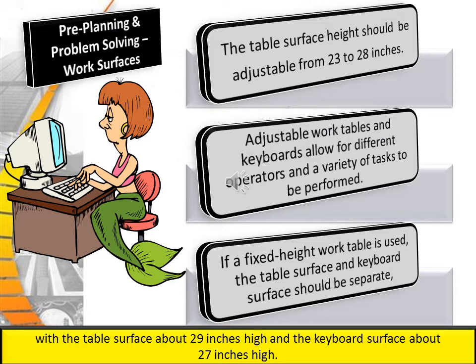Adjustable work tables and keyboards allow for different operators and a variety of tasks to be performed. If a fixed height work table is used, the table surface and keyboard should be separate. If the table surface is about 29 inches high, the keyboard surface should be about 27 inches high.